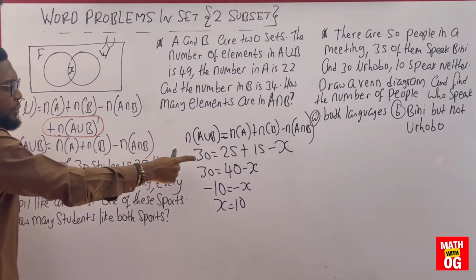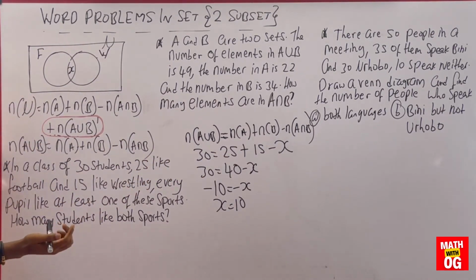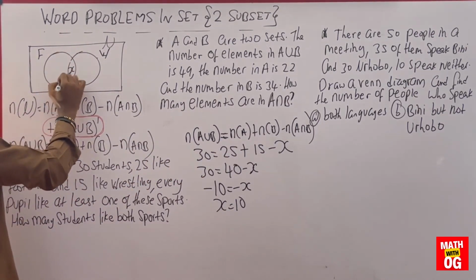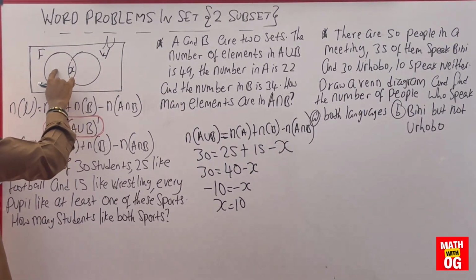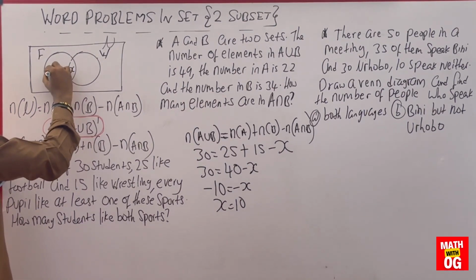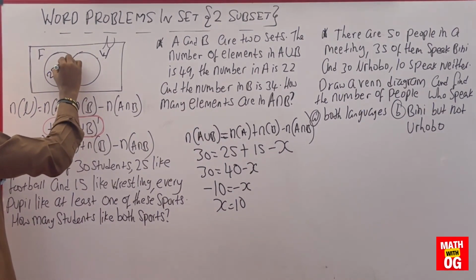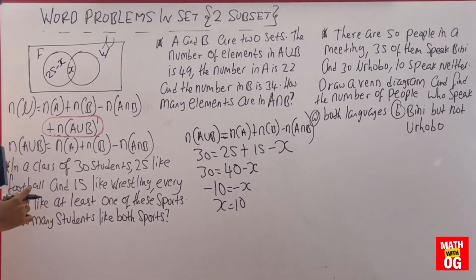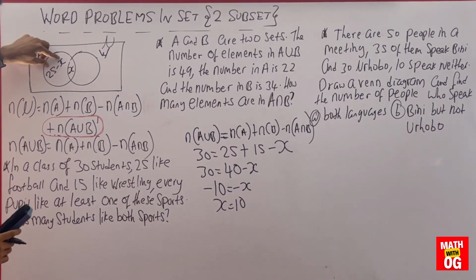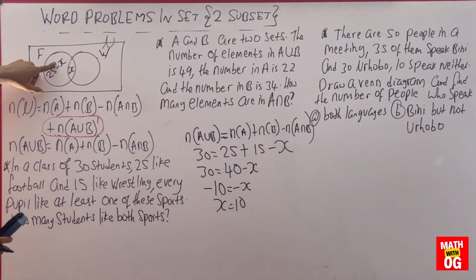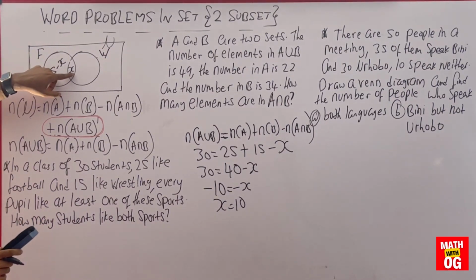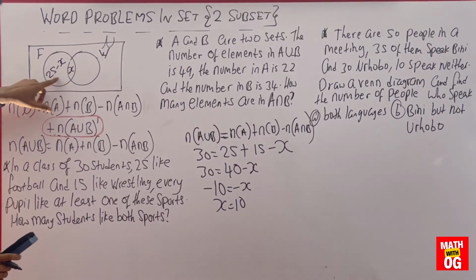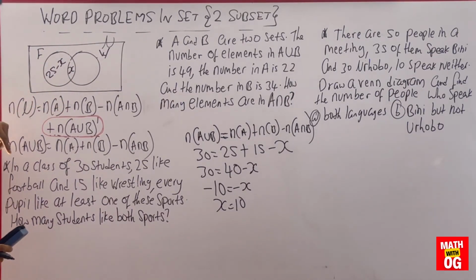So in total, I have 25 people liking football, but X of them also like wrestling. So how many of them like football only? It is simply 25 minus the number of people that like football and wrestling. So 25 minus X is the number that like football only, but 25 in total like football. So if I add 25 minus X to X, this should give me 25, which is the total number of people that like football.